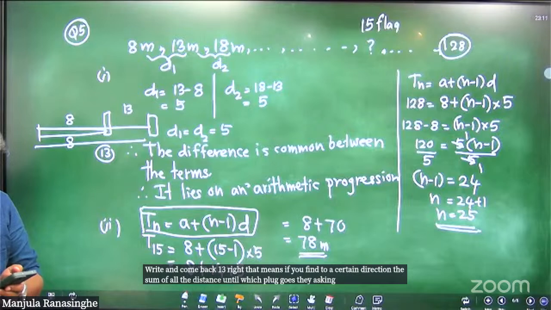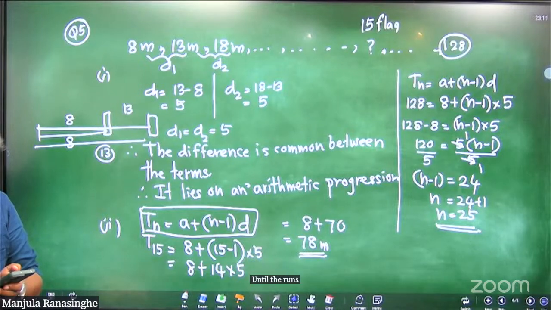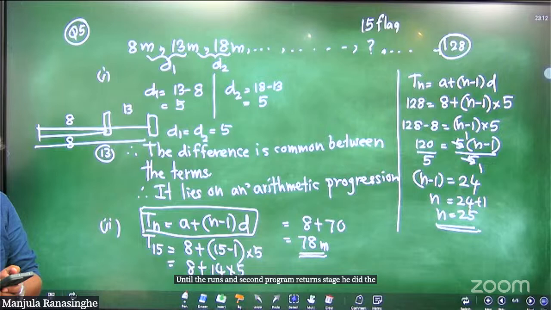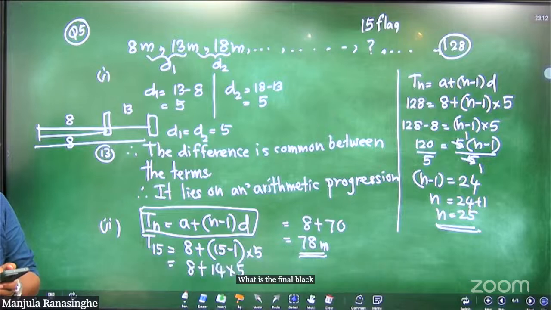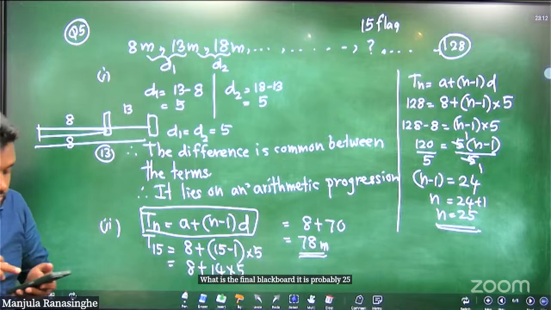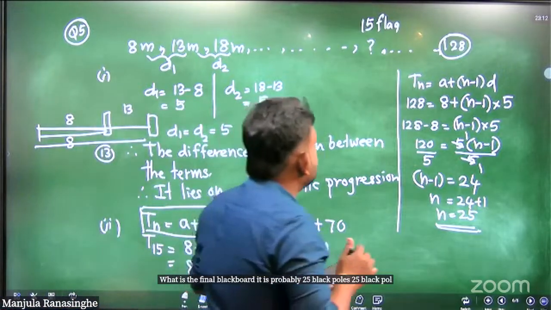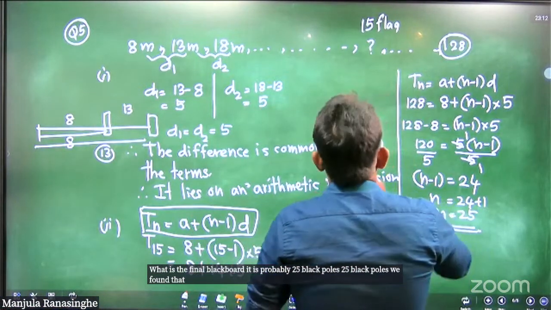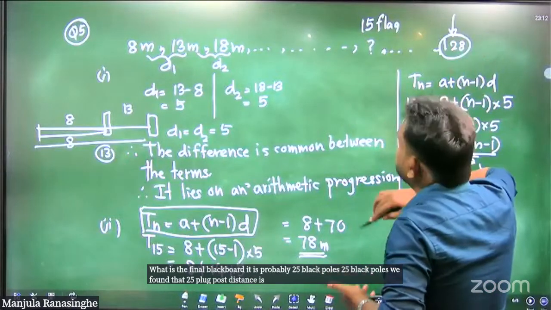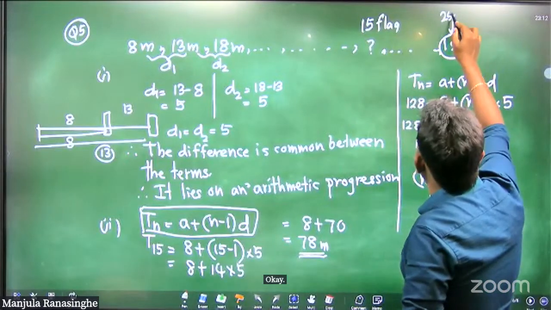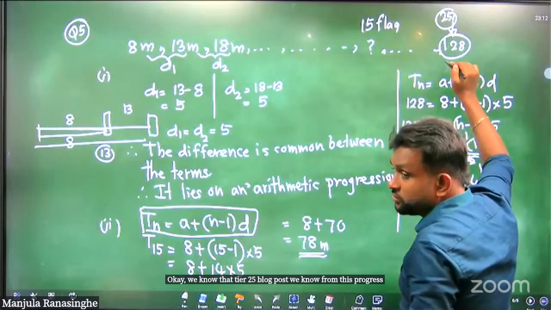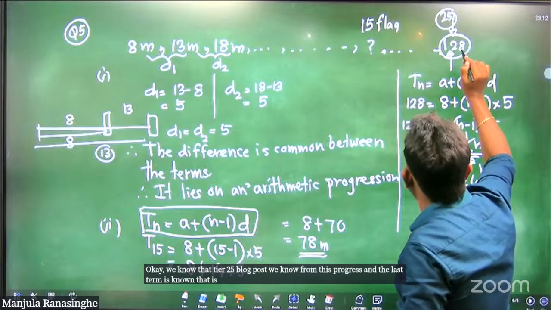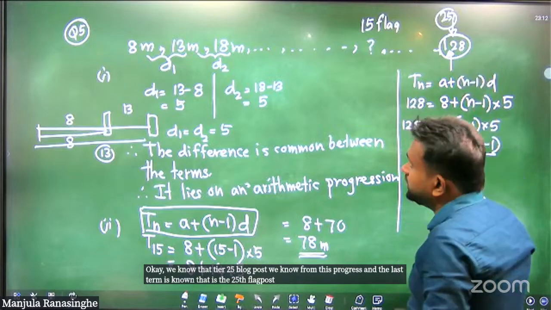He runs to the second flagpole and returns to the stage, and he does the same until the final flagpole. Find the total distance. What is the final flagpole? It is proposed to erect 25 flagpoles. We found that the 25th flagpole's distance is 128. We know from this progression that the last term is known, the 25th flagpost distance.